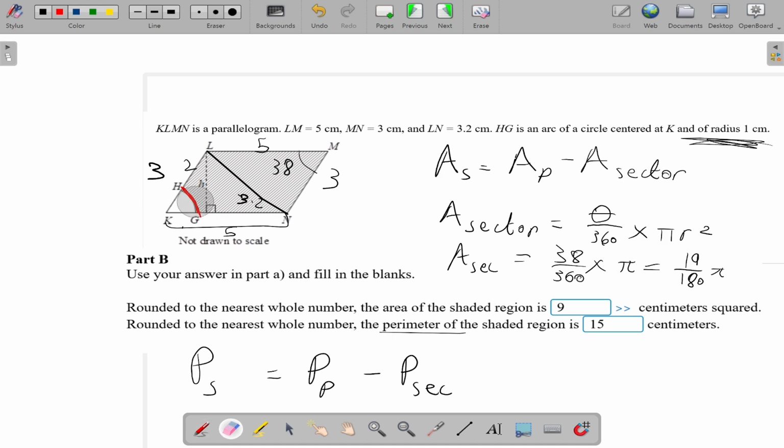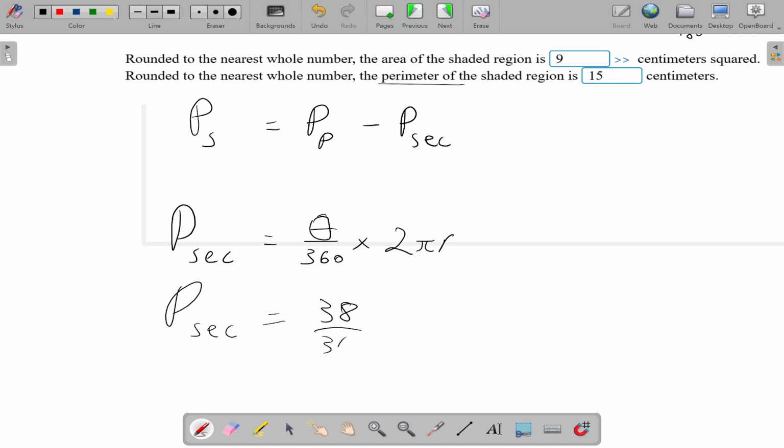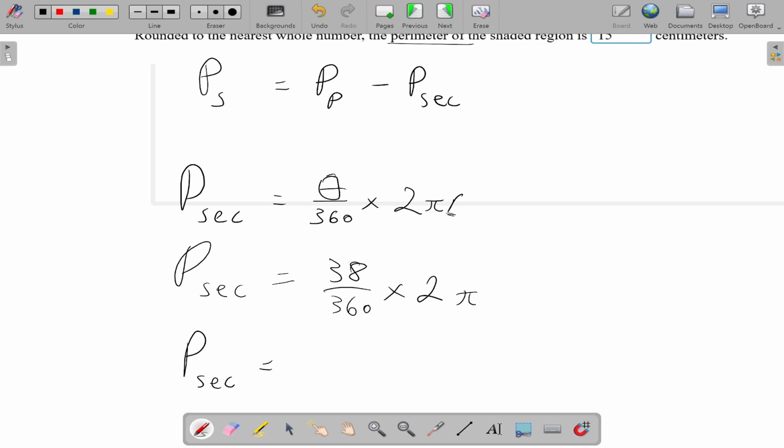So to find this length, since the perimeter is just all sides added up, we have one here, one here. I'm going to put everything back. 38. This is the arc length. We're going to find it now. It is going to be the perimeter of the sector equals theta over 360 times 2 pi r. So for the perimeter of the sector, we have 38 over 360 times 2 pi, since r is just 1. If r is 1, you're going to do 2 times 1 times pi. It doesn't matter. If r was 2, we would do 2 times 2 times pi. However, r is 1, so we're not going to concern ourselves with this. The perimeter of the sector is equal to 38 over 360 times 2 times pi, which is 19 over 90 pi.